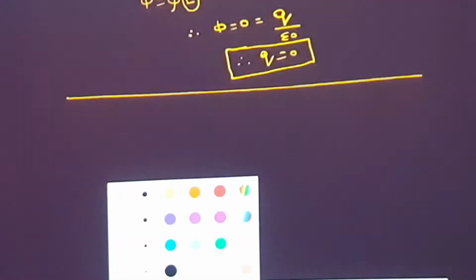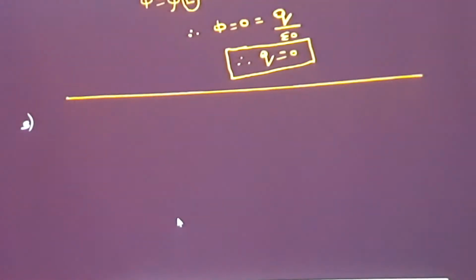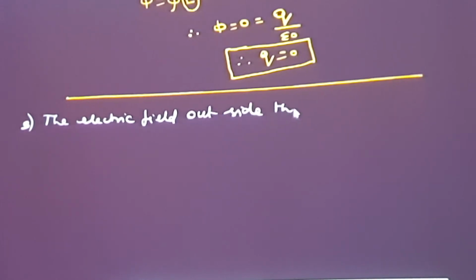Now, let us move on to the third property. What is the third property? The third property is the electric field outside the conductor, when you are applying an external electrical field.